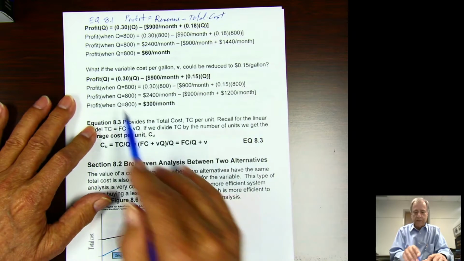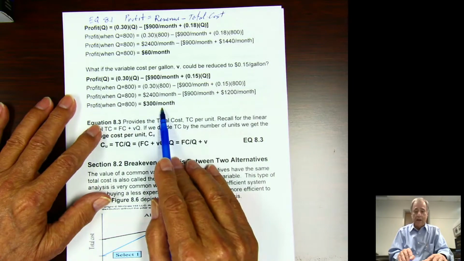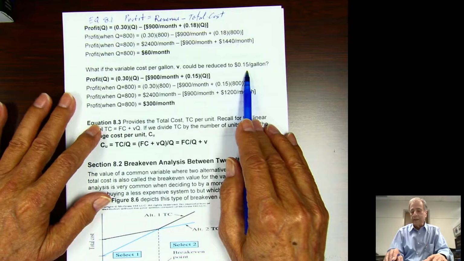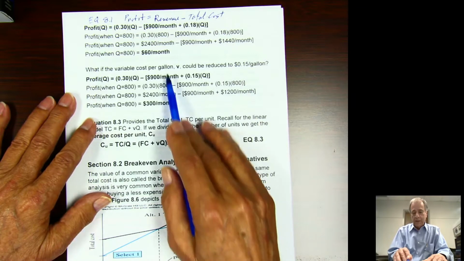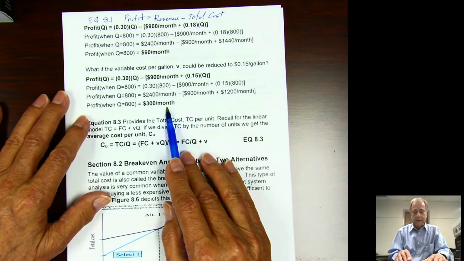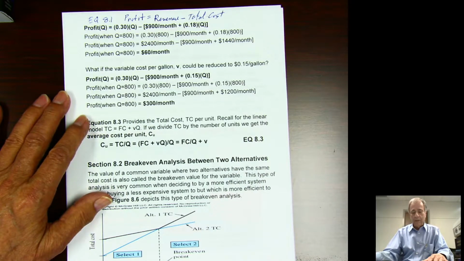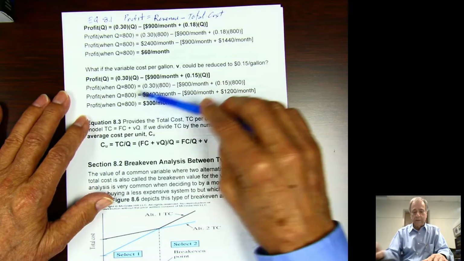And then he cranks through that equation and he says, wow, reducing that cost per gallon on the variable cost increases the profit significantly, even at that same level of 800 gallons per month sold.